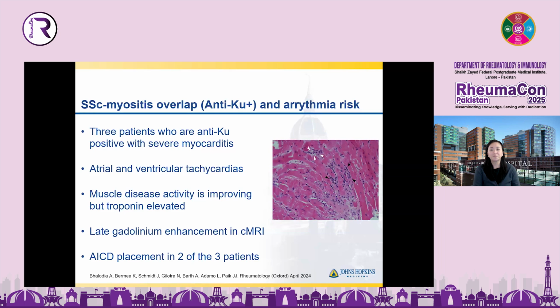And so we reported this, and you can see this is an endomyocardial biopsy of these patients with inflammatory cells. But the key point in this case series was that these patients had atrial and ventricular tachycardias, just like that 1993 paper. And this subgroup of anti-Ku positive patients are patients we really need to be careful about, I think. And I remember when we were writing this case series, I was thinking, oh, we're going to be the first people to report this.